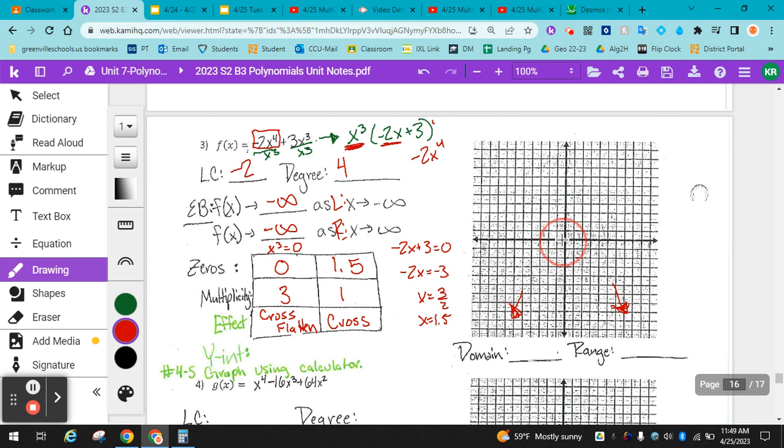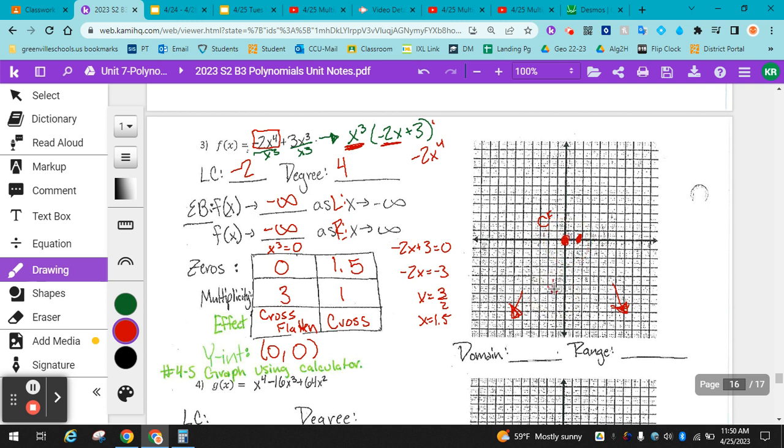So at 0, I'm cross flattening. And at 1.5, I'm just crossing. And they need to end at down. So I end down. Oh, y-intercept. 0, 0. Plug 0 in, 0, 0, that's 0. Oh, I already knew that.